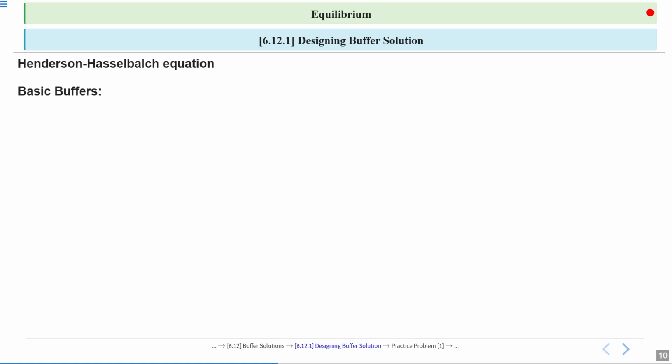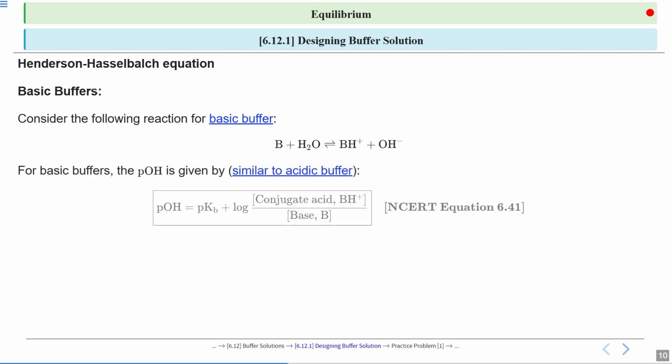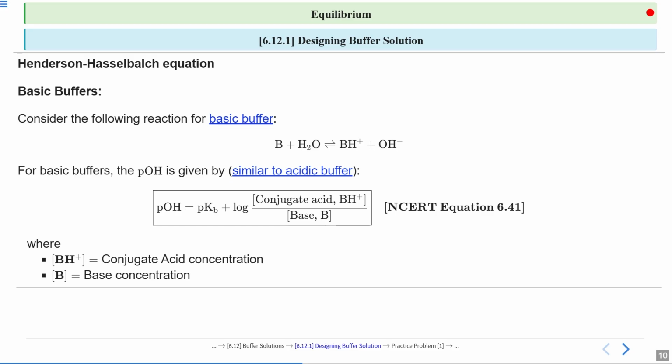How will we write it? If you are considering this reaction for a basic buffer where your base is B, and it is reacting with water to give you BH+ along with the hydroxide ion, then you can write that pOH will be given by pKb plus log of conjugate acid by base, where the conjugate acid concentration is in the numerator and the base concentration is the denominator. Here, BH+ is your conjugate acid concentration and B under brackets is your base concentration.